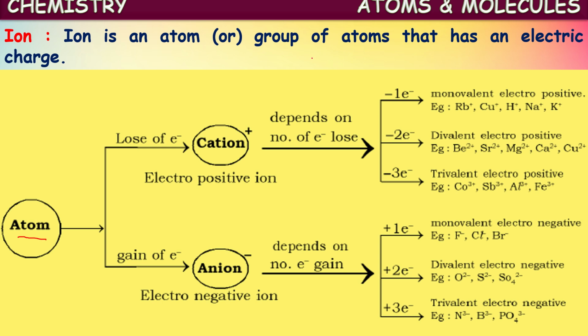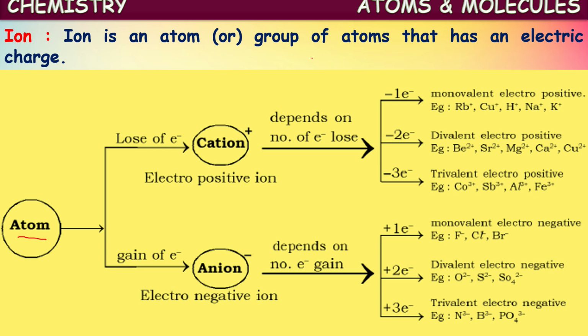Plus 1, plus 2, plus 3, minus 1, minus 2, minus 3. This again depends on the number of electrons they are losing and gaining. The electropositive character, the number of positive charges and negative charges carried by them, is determined by that. We'll see for the cations.